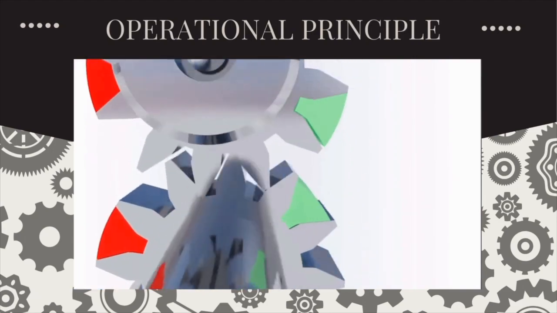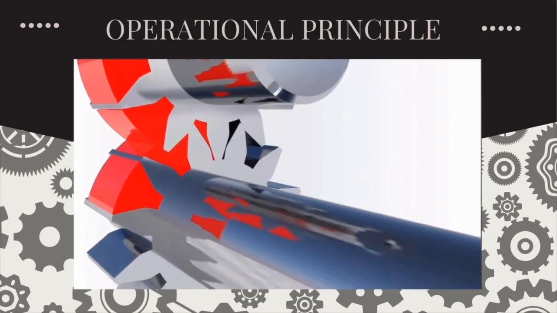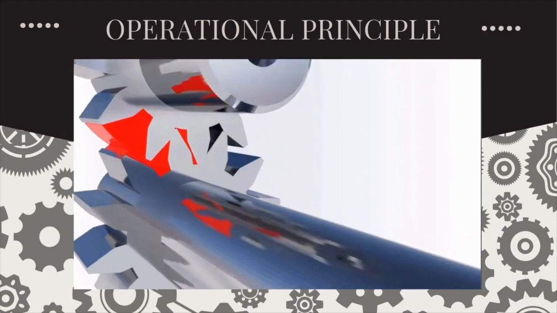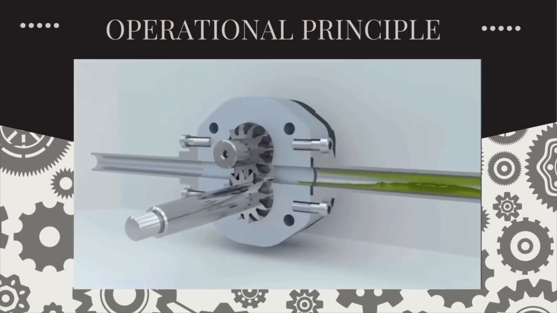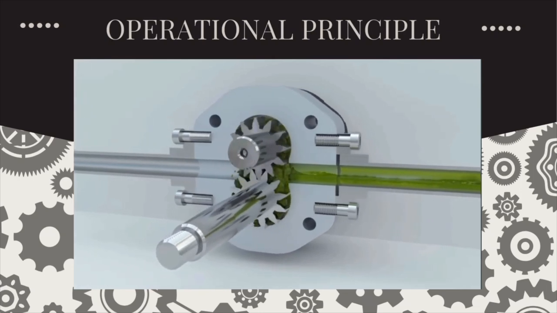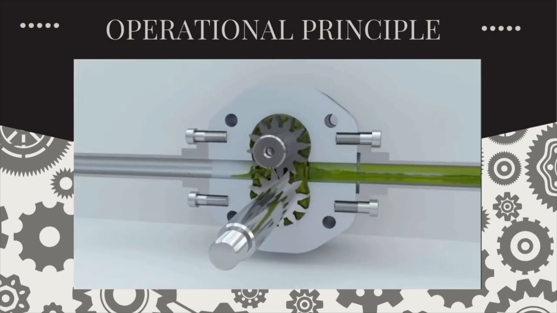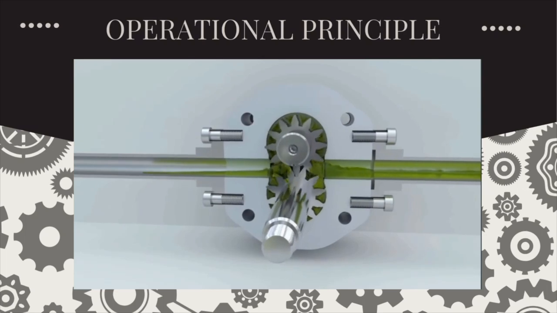When the gear teeth come off mesh, additional volume is formed. And when they go into mesh, this volume decreases. The area where the gear teeth come off mesh will be connected to the suction line. And the area where the gear teeth go into mesh will be connected to the discharge line. When the gear teeth come off mesh, the volume of the chamber increases and the pressure inside the chamber becomes lower than atmospheric pressure.